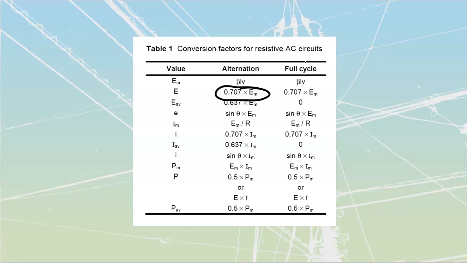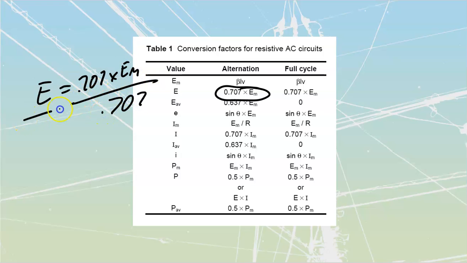The next example talks about what's the peak value of a sine wave that's got an effective or RMS value of 277 volts. Well, if it's 277 volts, I can just work this formula in the opposite direction. If RMS is equal to 0.707 times my E max, I'm just going to divide 0.707 out of both sides, which is then going to leave me with my RMS value divided by 0.707, and it's going to kick me over to my peak.